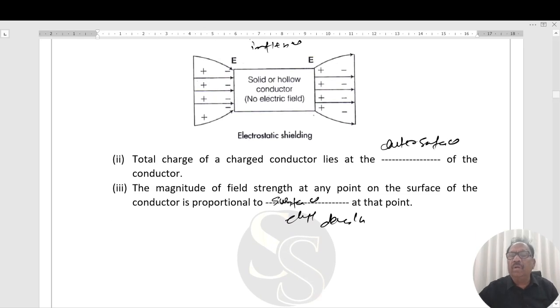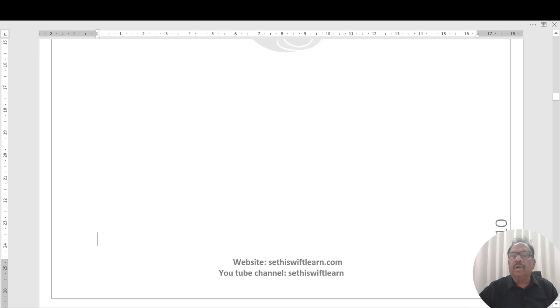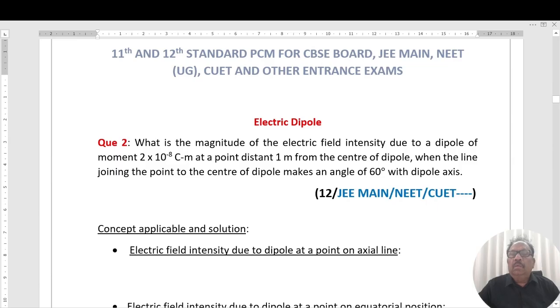Now, in the next chapter, I will discuss the dipole. Let's start the dipole. Now, the topic is electric dipole. Question is, what is the magnitude of electric field intensity due to a dipole of moment 2 into 10 to the minus 8 coulomb meter at a point, distance 1 meter from the center of the dipole, when the line joining the point to the center of the dipole makes angle 60 degree with the dipole axis. This question is applicable for 12th standard, JEE Main, NEET, CUET and other entrance examinations.